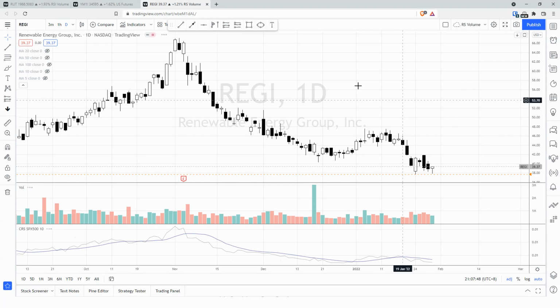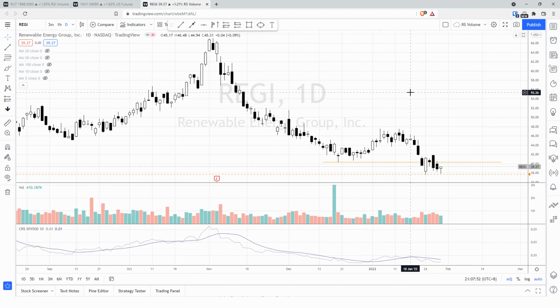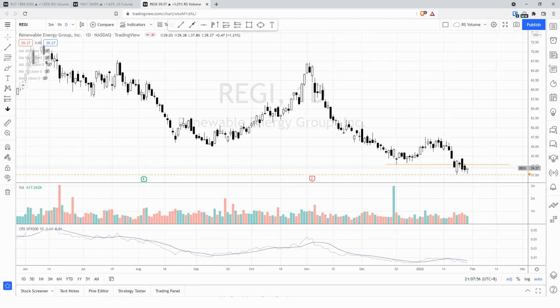And so next one is renewable energy, REGI. REGI is also, I think, a 52 weeks low stock for the bearish trade, short trade. It's very straightforward, so that is a breakdown trade. But right now, I'm still looking for commitment to the downside, 37.73.